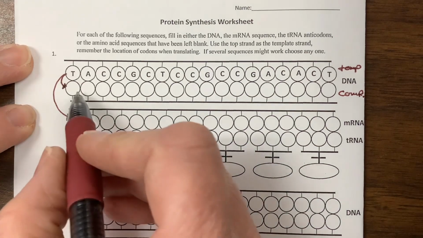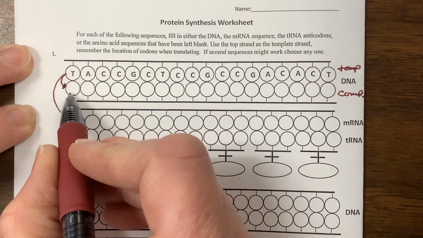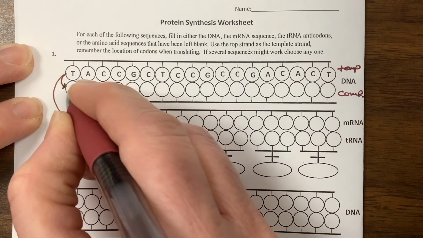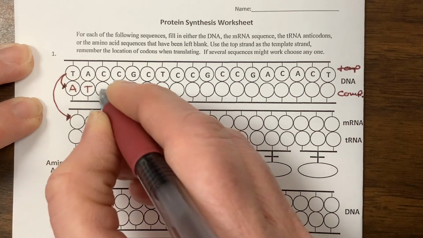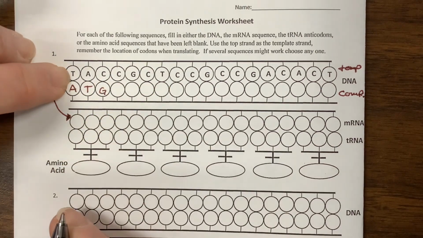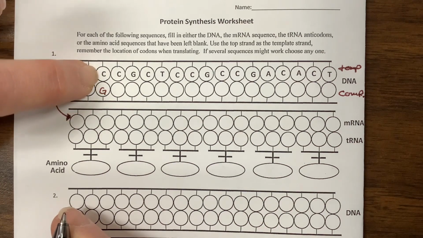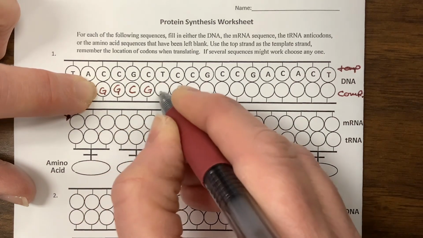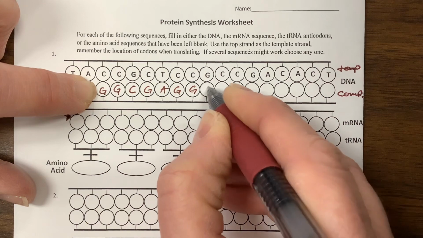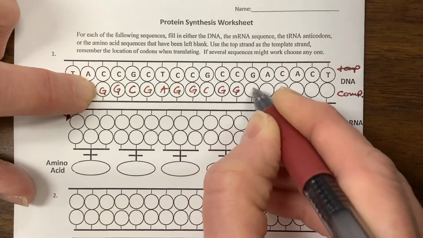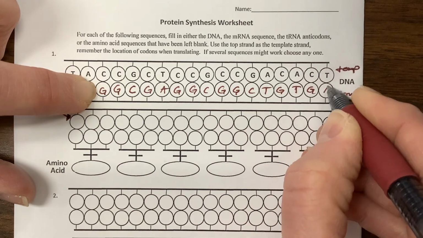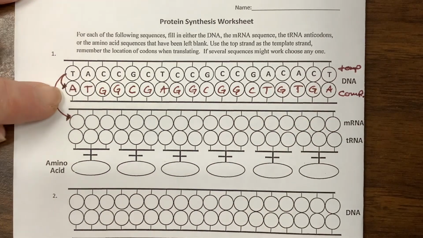So the first thing we do is we're going to just write out our complementary code, and that's going to just be regular DNA complements, okay? So across from every T we'll have an A, and across from every A we'll have a T, across from every C is a G, and across from every G is a C. Okay, so that would be my complementary code.